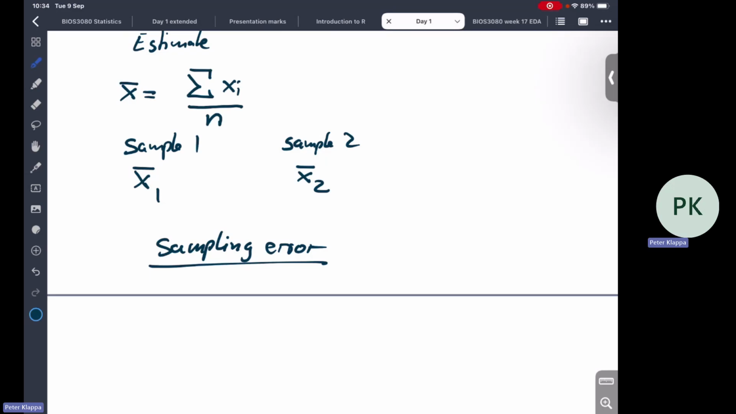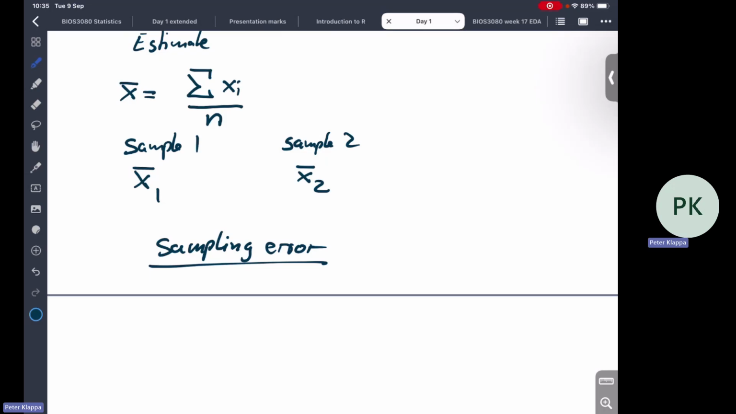Sampling error just simply says, whenever I take a sample, the mean will be different from the next sample mean when I take another sample. And this will be different from the next sample mean. And if I've got 100,000 sample means, then I've got probably 100,000 different means.